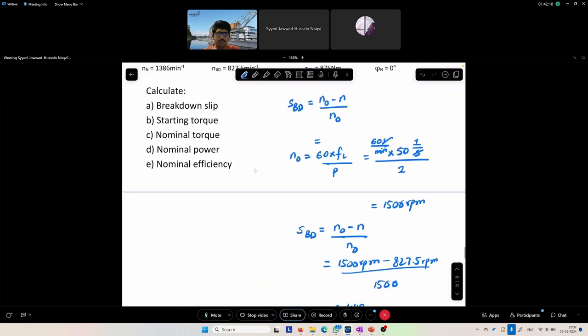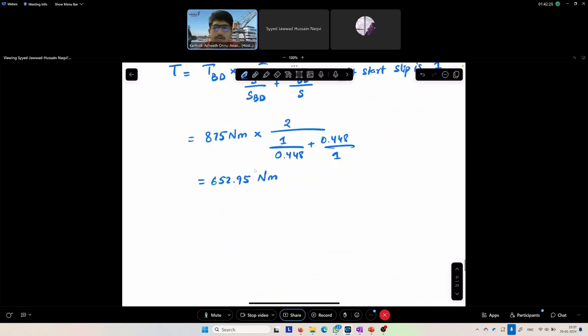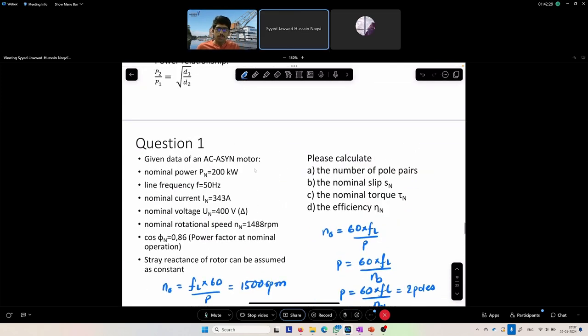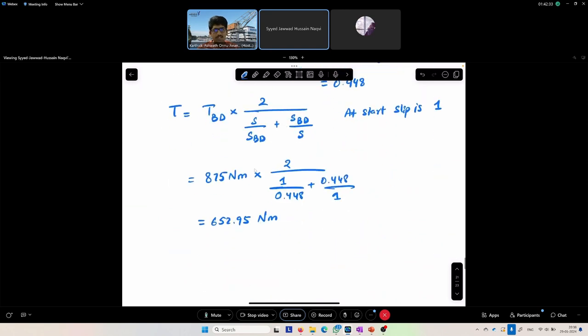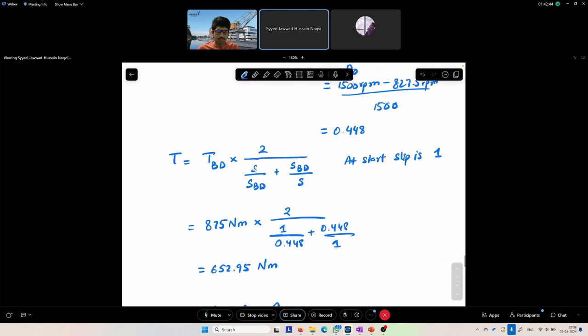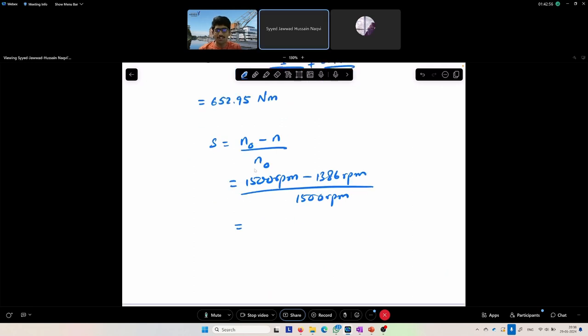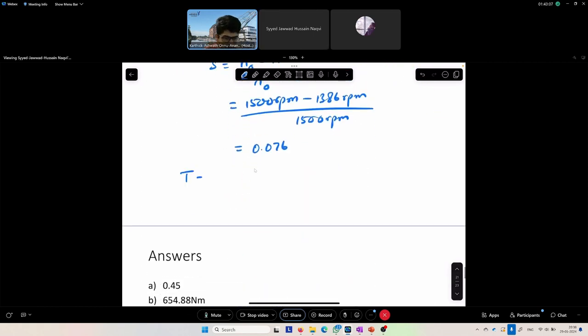It is correct, I guess. What is the answer? Yeah, it's correct. Close enough. Numerical approximations and such. Then he is asking for nominal torque. So nominal torque, you're just repeating the same procedure, except that you find the nominal slip and solve. So one thing you should have on your cheat sheet is the Kloss equation for sure. 0.076. So yeah, and then substitute. Torque is basically TBD multiplied by 2 over.